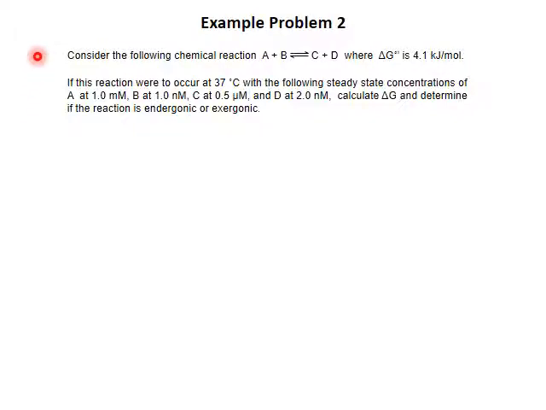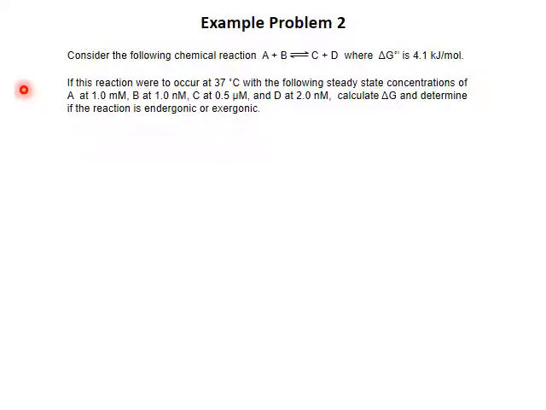Example problem 2 has a similar reaction to what we saw in this topic presentation, A plus B goes to C plus D. And here's a delta G 0 prime value of 4.1 kilojoules per mole. If this reaction were to occur at 37 degrees Celsius with the following steady state concentrations of A, B, C, and D, calculate delta G and determine if the reaction is endergonic or exergonic.